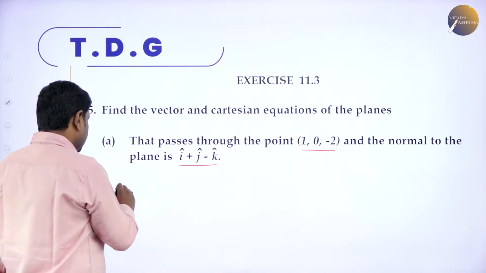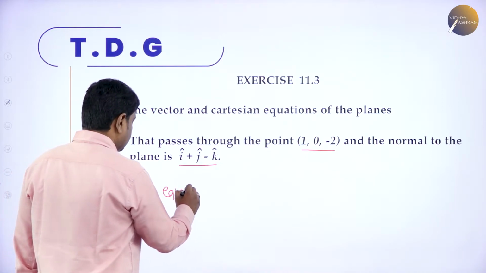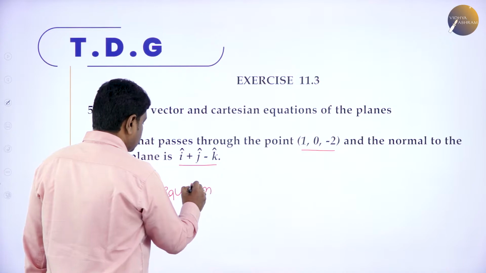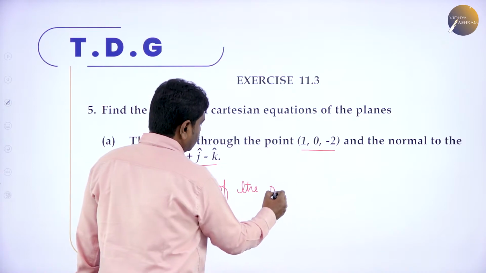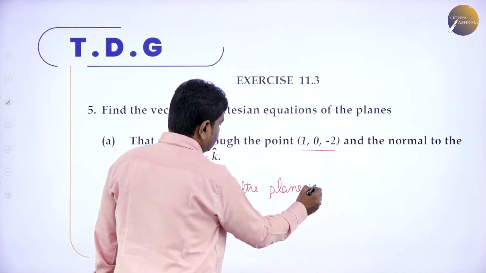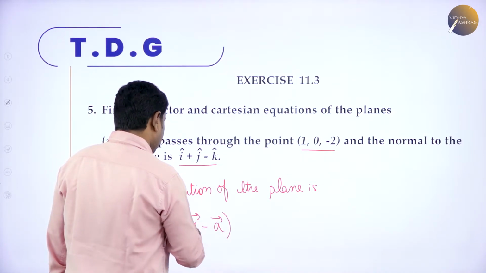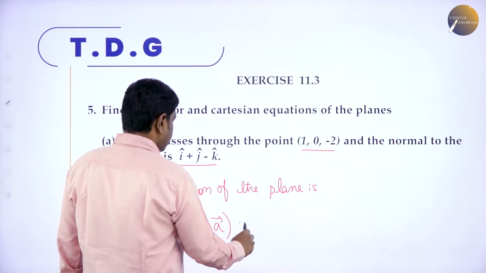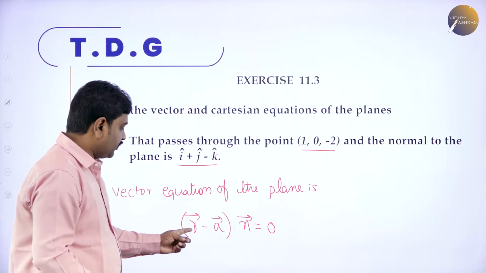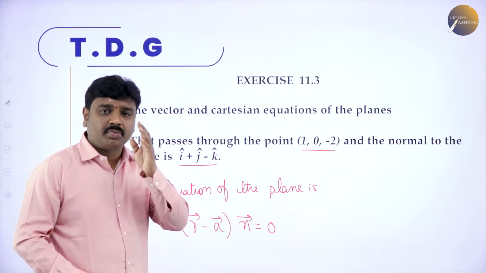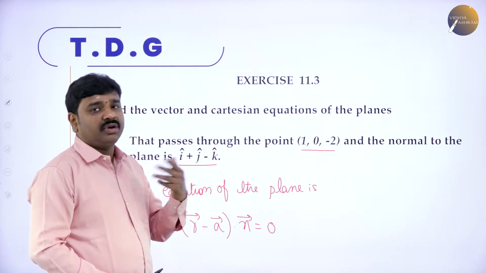So vector equation of the plane is vector r minus vector a dot n is equal to 0. This is the vector equation of the plane where a is the position vector of the point through the plane and n is the vector which is perpendicular to the plane or normal to the plane.